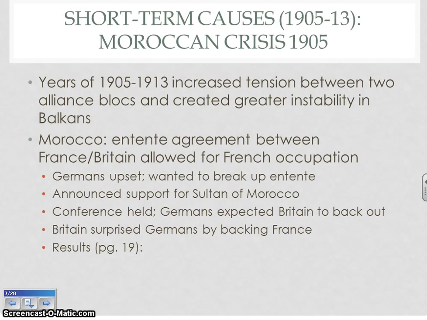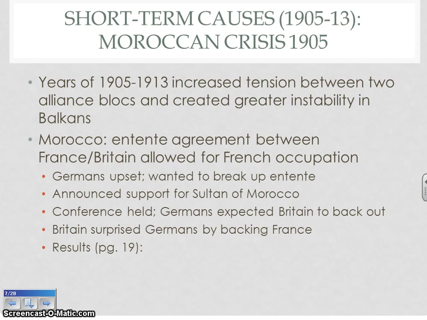And the British agreed to this. Well, obviously this upset the Germans. They now viewed Britain and France, as they had for quite some time, as their enemy. They did not want to see either country occupying an area in Africa that they were interested in. So the Germans wanted to break up this agreement, this entente cordiale between the British and the French, so that neither could take possession of this area.